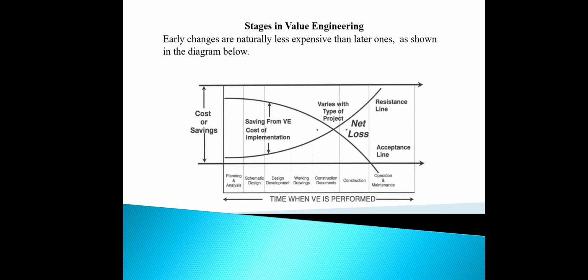Then the stages in value engineering, from planning and analysis to orientation, implementation and maintenance. These are the different stages involved in the value engineering process: planning and analysis, schematic design, design development, working drawing, construction documentation, construction, operation and maintenance. From the cost saving to the resistance line and acceptance line, that is the profit and loss, is shown in the stages of the value engineering process.